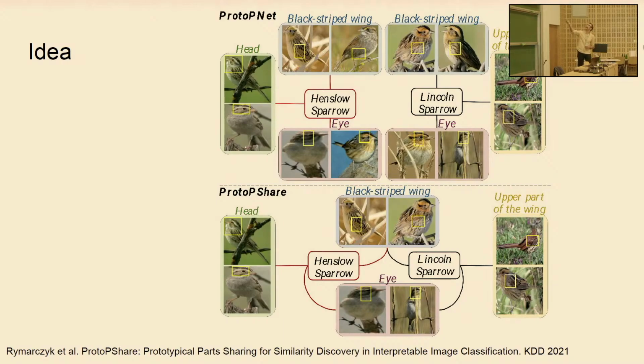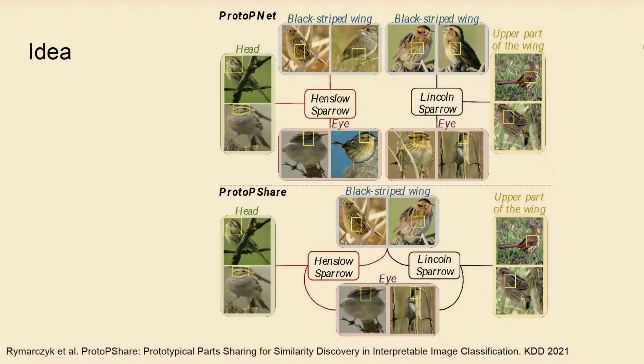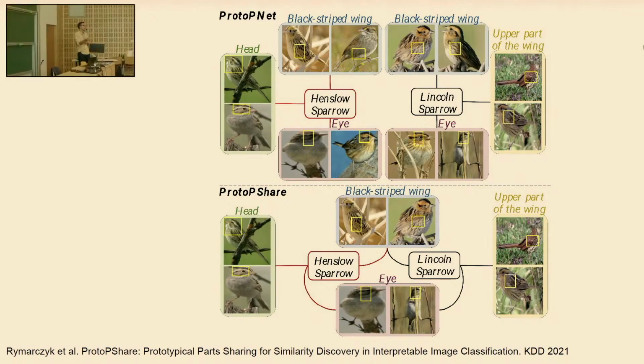So, as you said, here, for example, we have two classes, and each of them has a prototype which corresponds to the same thing, right? So instead of having two prototypes in latent space, there should be one, which is shared between those two classes. And then the number of prototypes decreases, right? That is the idea.